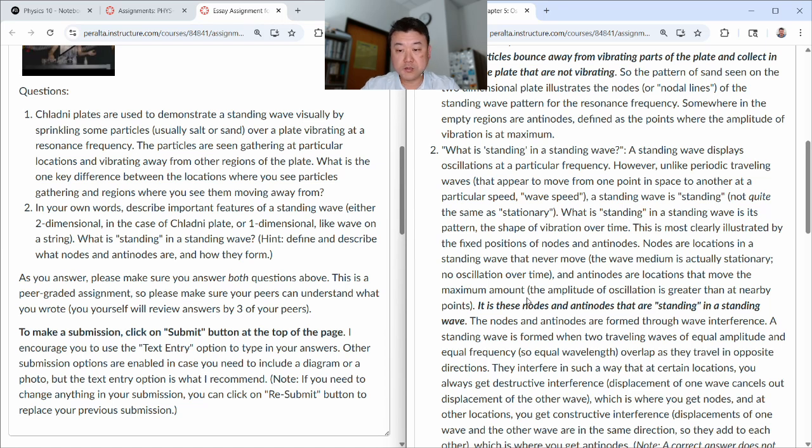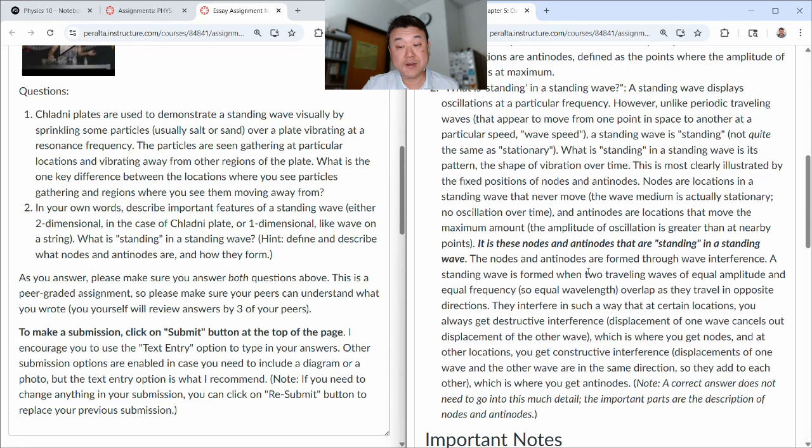Nodes are locations in a standing wave that never move. The wave medium is actually stationary, no oscillation over time. And antinodes are locations that move the maximum amount. The amplitude of oscillation is greater than at nearby points. It is these nodes and antinodes that are standing in a standing wave, and the overall pattern. This is just a phrase I like to say. Usually I say the nodes are the standing part of the standing wave.